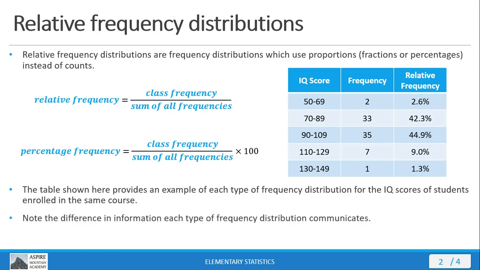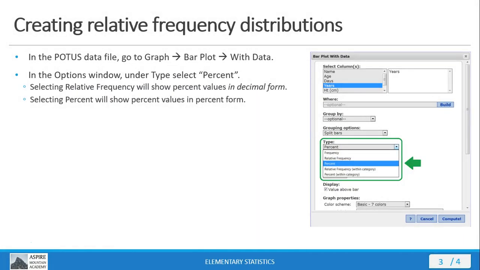So when you want to focus on proportional amounts relative to the whole, relative frequency distributions do much better than their more standard counts counterpart. Now, if you need to create a relative frequency distribution from a given data set, you can easily do that in StatCrunch. Let's practice how to do that using the POTUS data file in the class StatCrunch group.